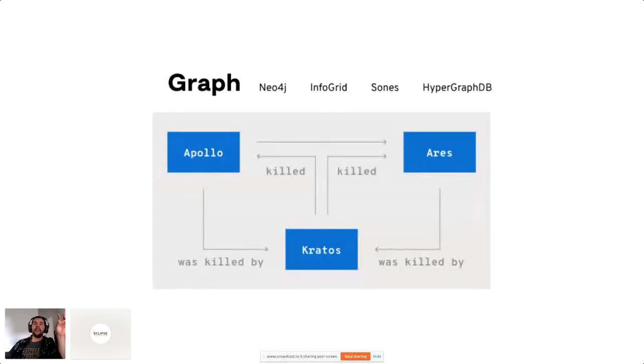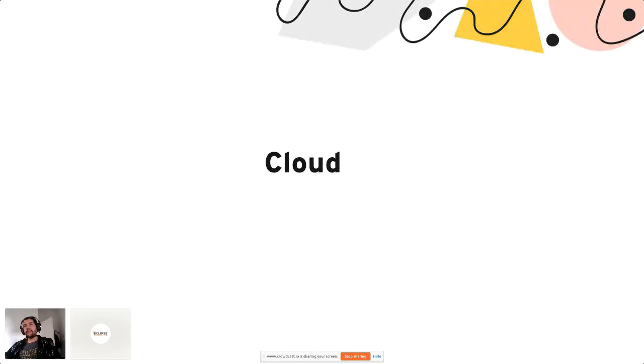Graph database is really useful when you work with recommendation systems or when you need to handle a system that has a lot of relationships, mostly many-to-many relationships. So graph databases make everything easy for you to handle this kind of situation. For example, recommendation. The most famous implementations are Neo4j, InfoGrid, Sones, and HyperGraphDB. Okay, right now I introduced to you NoSQL databases. What does that mean? And let's move on to cloud.